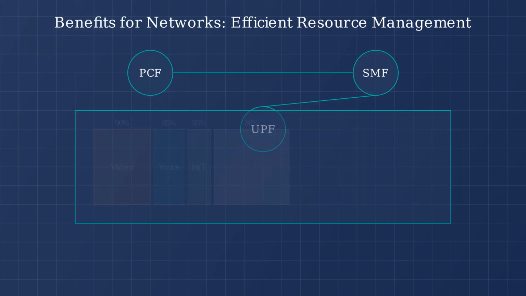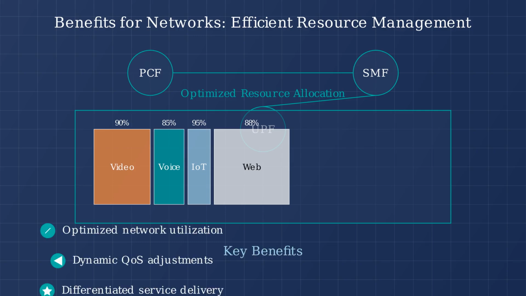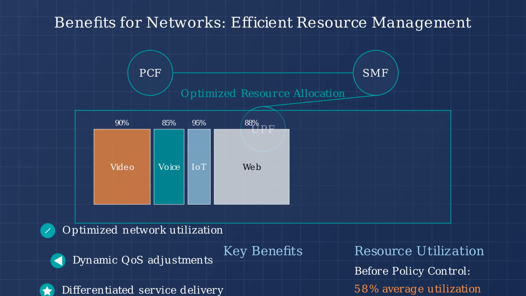By dynamically adjusting policies, operators can optimize resource allocation, significantly increasing network utilization. Policy-based resource management delivers three key benefits: optimized network utilization, dynamic QoS adjustments, and differentiated service delivery. This approach significantly improves resource utilization metrics, increasing from approximately 58% to 89% in typical deployments. With efficient resource management through policy control, operators can handle more traffic, deliver better service quality, and create tailored offerings for different customer segments.